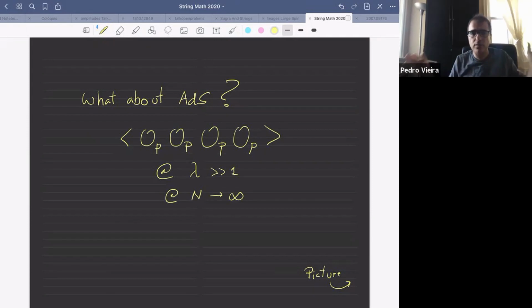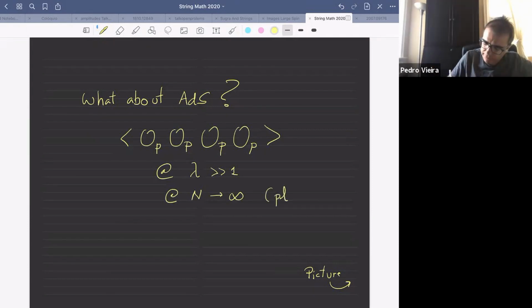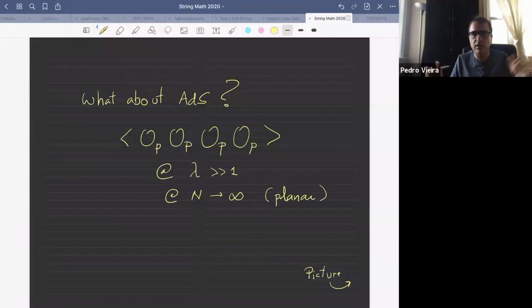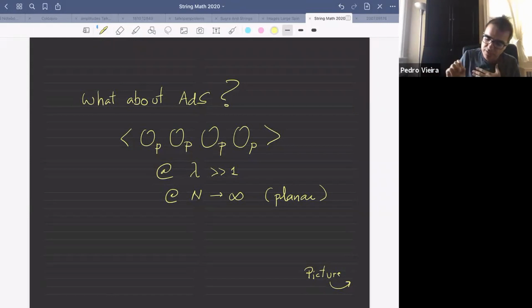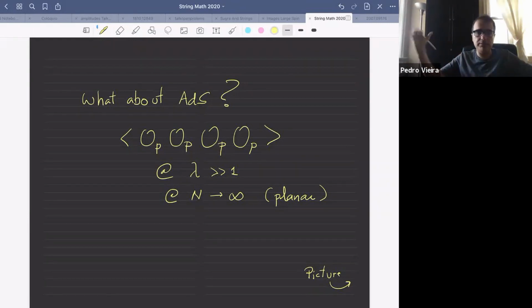So n is the biggest one, so we are just doing planar now. I will comment on genus 1 a bit later, and I can comment on higher genus at the end if people want. But we are going to focus on strong coupling, which is the regime where AdS is big, and n going to infinity.